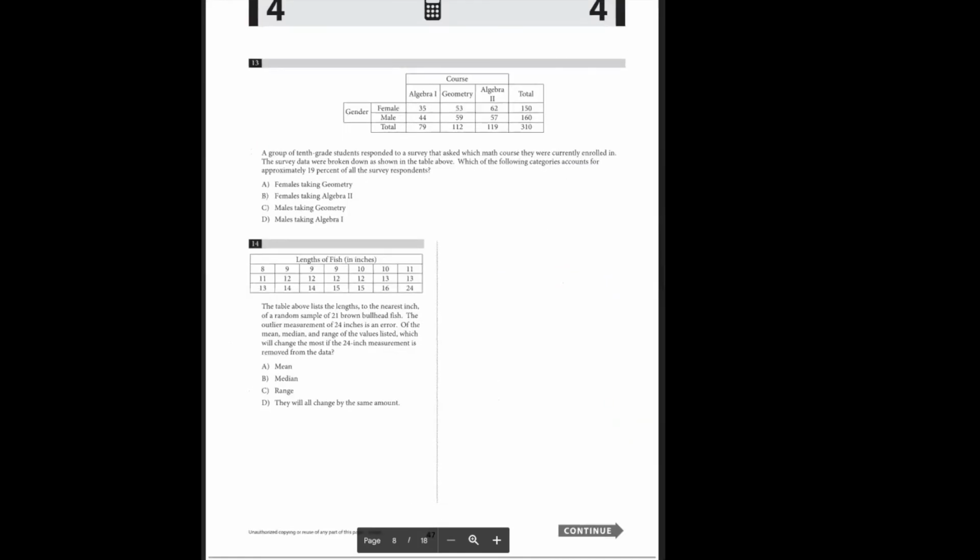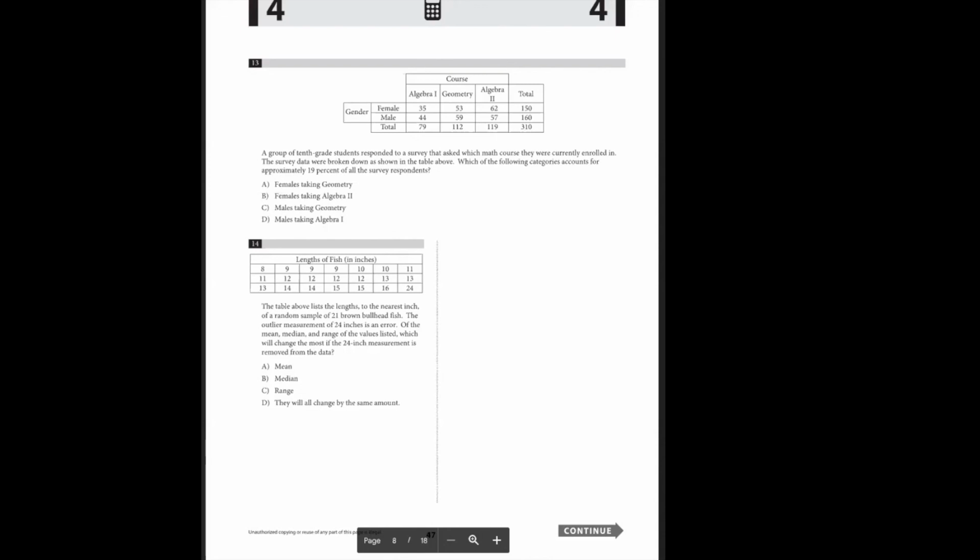I think 13 is a good review of graphs, so I'll do that one. I'm actually going to do 13 and 14 because 14 covers stats. So let's see. A group of 10th grade students responded to a survey that asked which math course they were currently enrolled in. The survey data were broken down as shown in the table above. Which of the following categories accounts for approximately 19% of all survey respondents?